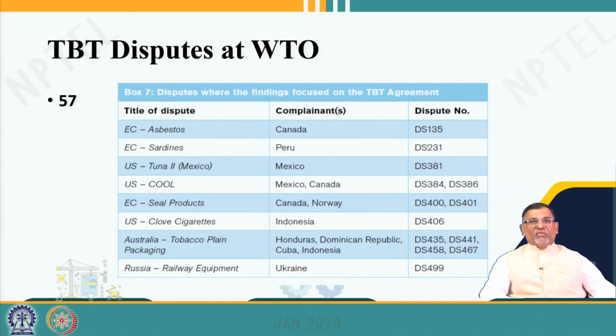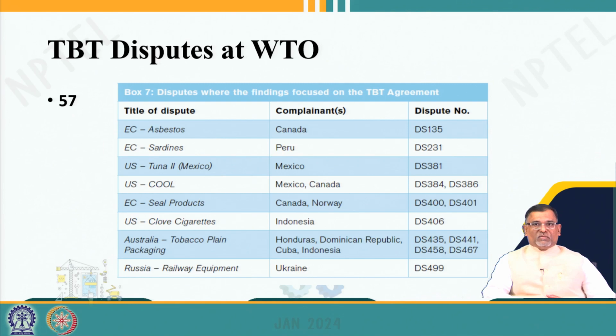Here we can see the very important TBT disputes. Around 57 disputes came to the WTO, but very few cases went to the panel and Appellate Body. Some of the very important cases, which you can see in the WTO dispute settlement jurisprudence itself, are very important.